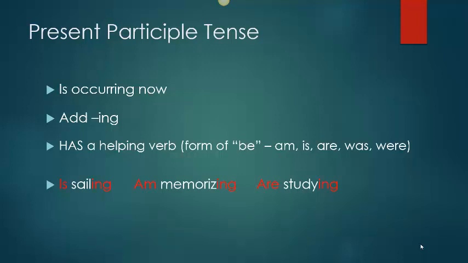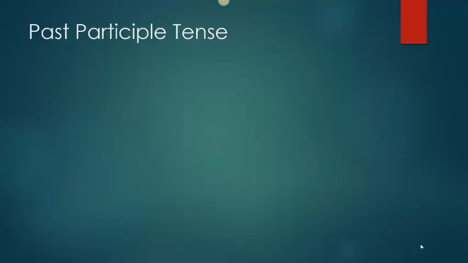These are very easy to spot because they have the ing on the end. Don't forget the helping verb. You would never say I sailing. You would say I am sailing.